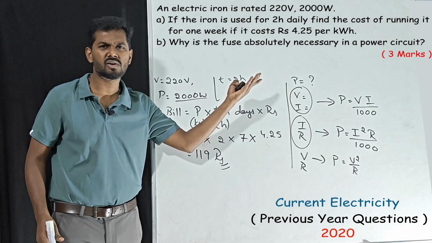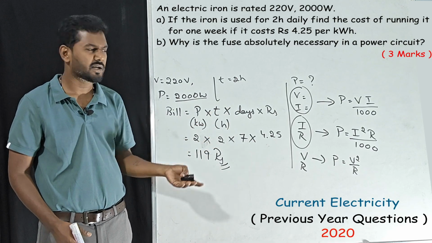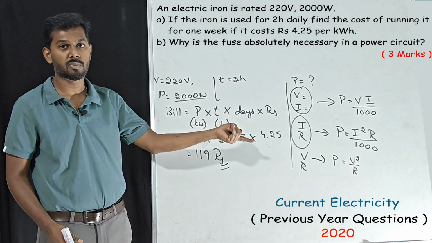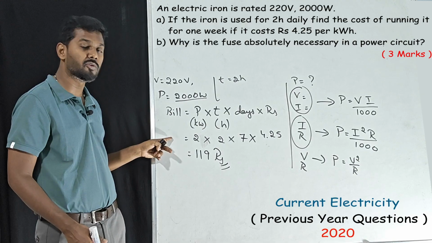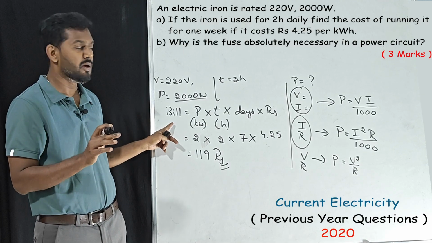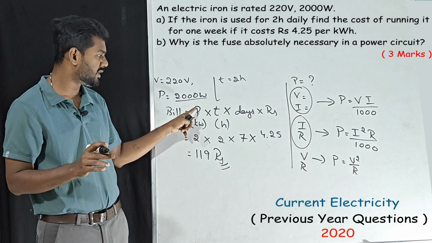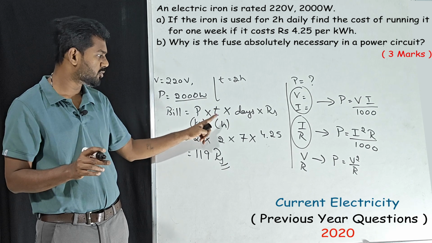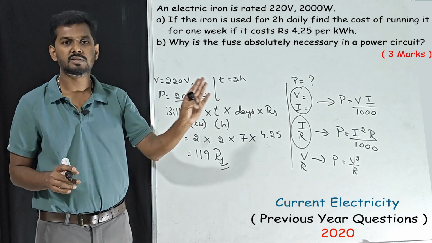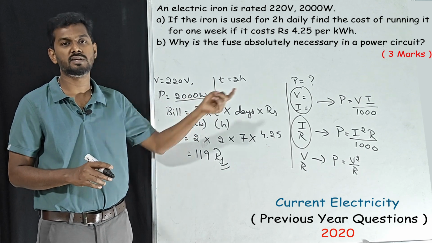These things we have learnt in the concept only. Okay, part C is correct. Using these formulas, we can always find power. That power you should substitute here only when it comes to the bill. When it comes to the bill, power should be in kilowatt and time should be in hours. These are some hints to solve different kinds of questions.